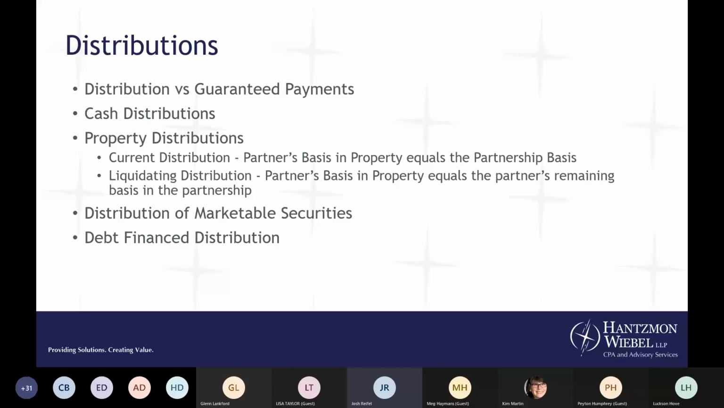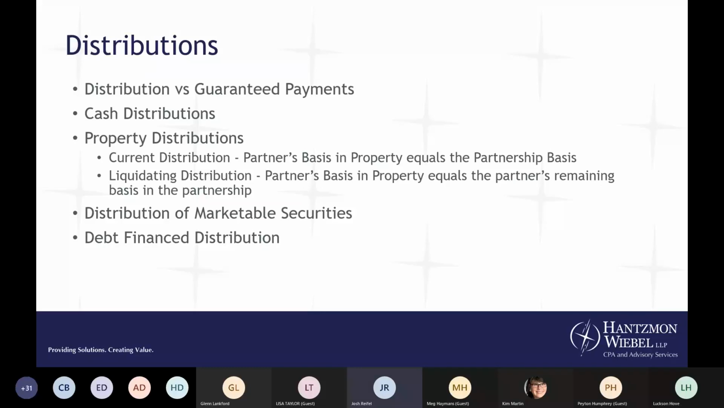Distribution of marketable securities, sorry. The basis equals the fair market value. So that's a slightly different situation where you're distributing marketable securities, it's not the basis, it's the fair market value. So it's almost treated as if it's cash. And it causes gain recognition if they're appreciated securities. Correct. Gain recognition to the partnership. The partnership, right.